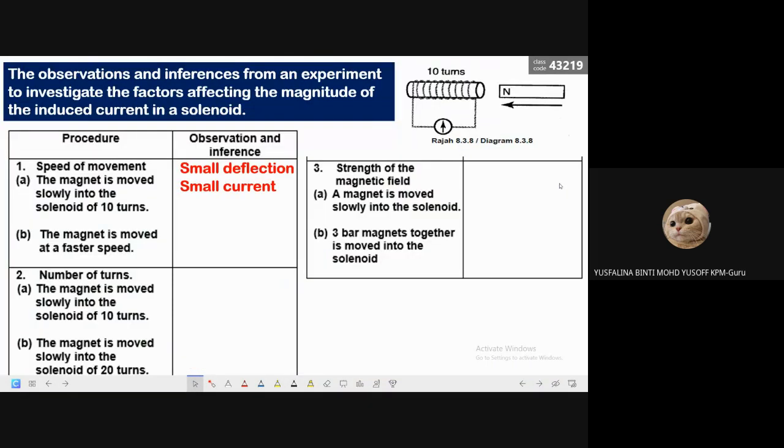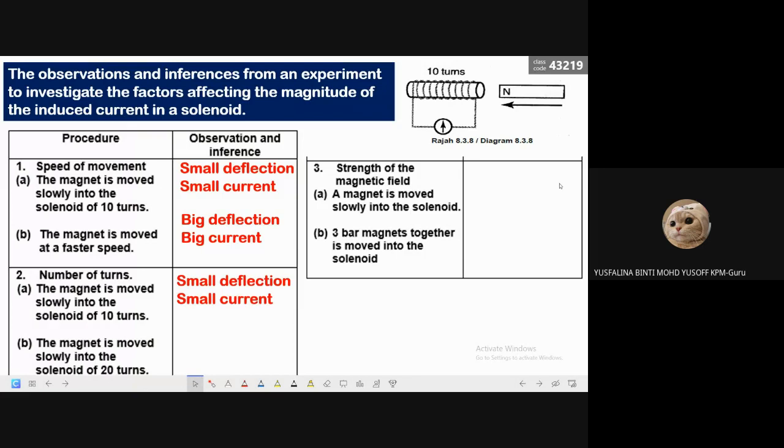So this is actually the one to prove that whatever factors we said just now are correct. So speed of movement: the magnet is moved slowly, so of course small deflection, small current. If it moves faster, high deflection. I don't suggest you use the word big, because big is usually for size. So use high deflection or more deflection. Big is actually for the size of a balloon, let's say.